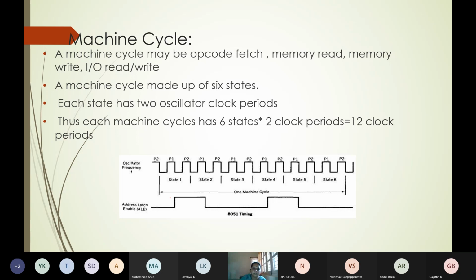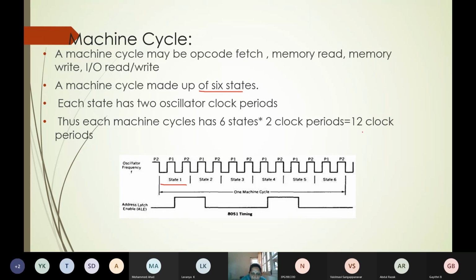So a machine cycle consists of 6 states. State 1, state 2, state 3, 4, 5, 6. So one machine cycle is made up of 6 states.